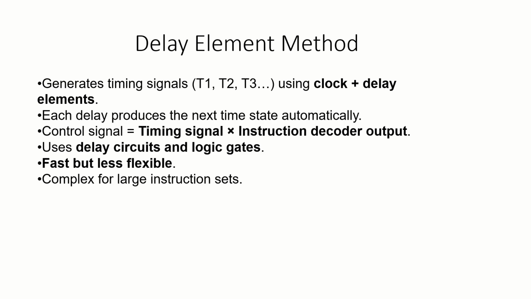Let's understand this in depth. Our topic is the delay element method. It generates timing signals T1, T2, T3 using the clock plus delay elements, which is not in the state table method. Each delay produces the next state automatically. Here the control signal is equal to the timing signal times the instruction decoder output. In this method we use delay circuits and logic gates. It is fast but less flexible, but very useful for a large instruction set.